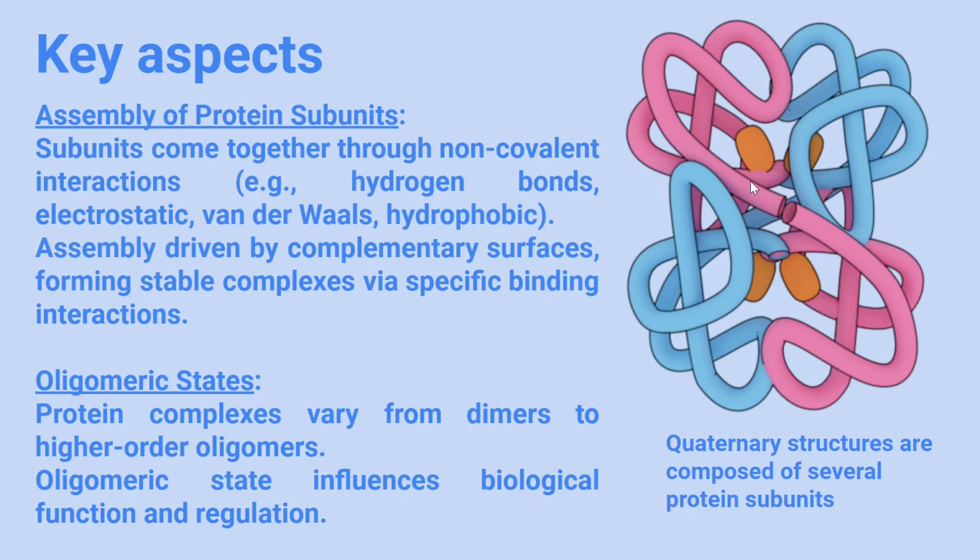Then another key aspect are oligomeric states. So, protein complexes can exist in different oligomeric states, ranging from dimers, which are two subunits, to higher order oligomers with multiple subunits. The oligomeric state of a protein complex is determined by the number and the arrangement of its subunits and can influence the protein's biological function and regulation as well.